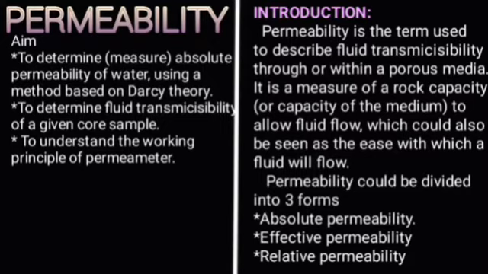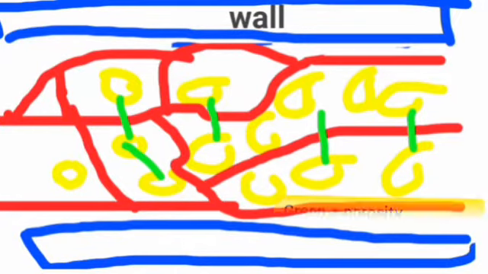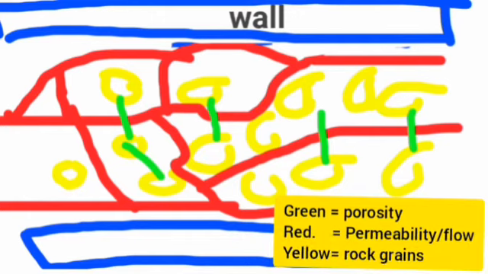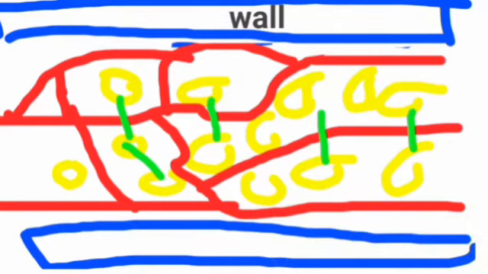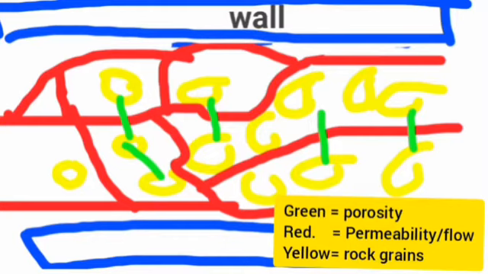Introduction. Permeability is the term used to describe fluid transmissibility through or within a porous medium. What are the differences between permeability and porosity? Porosity emphasizes the space or hole or the void in the rock formation, while permeability emphasizes the flow of fluid. What I actually mean is how possible this fluid can pass through the space or void of a rock formation. Note, not all porous media are permeable.